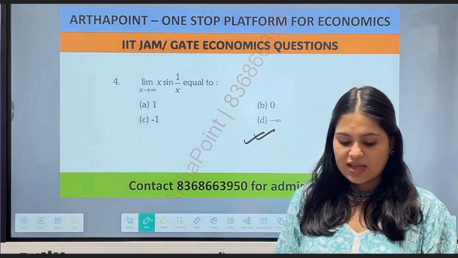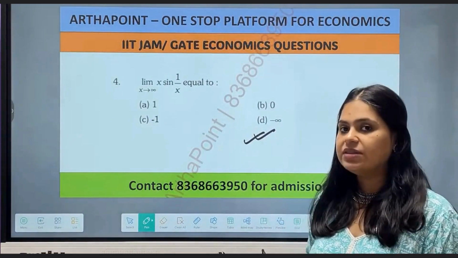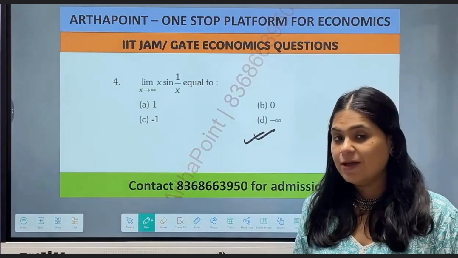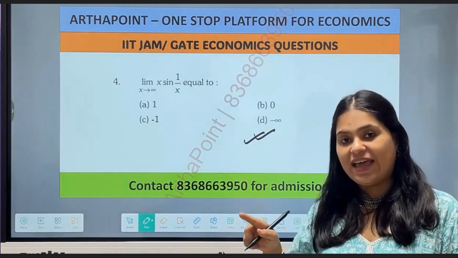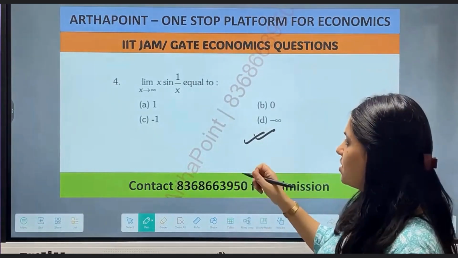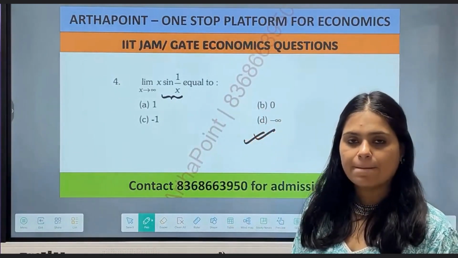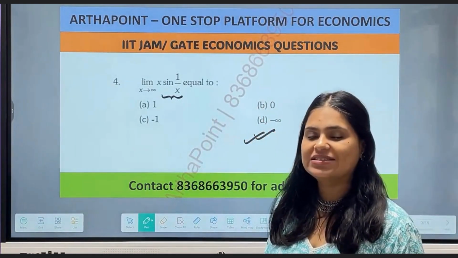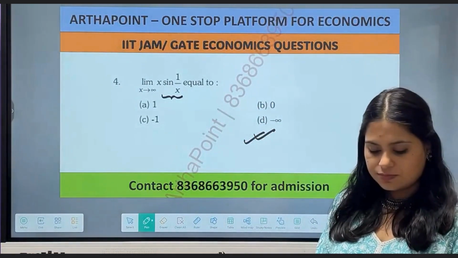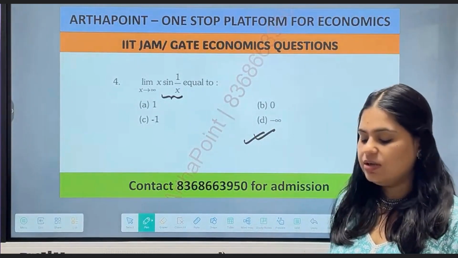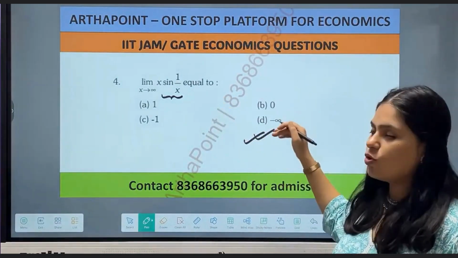X sine 1 by x. I am waiting for your answer. Please remember that the rule that we have with sine is not with sine 1 by x, beta. It is with sine x. But I am here asking what will be x sine 1 by x, not sine x by x. Try to think about it. Okay, anyone else? Any idea whether it should be 1, minus 1, 0 or minus infinity?